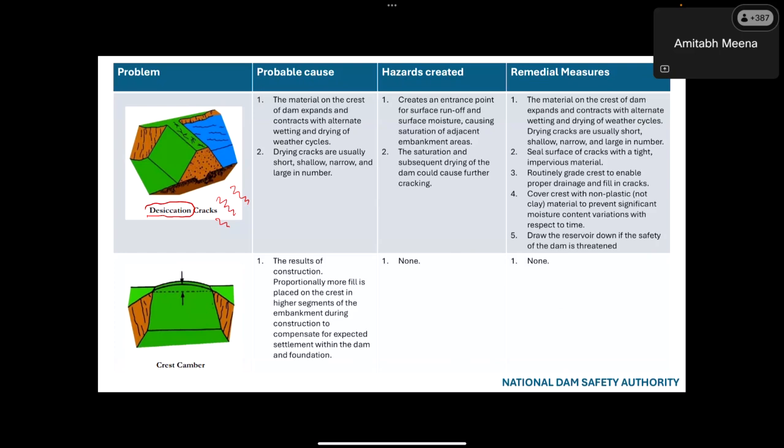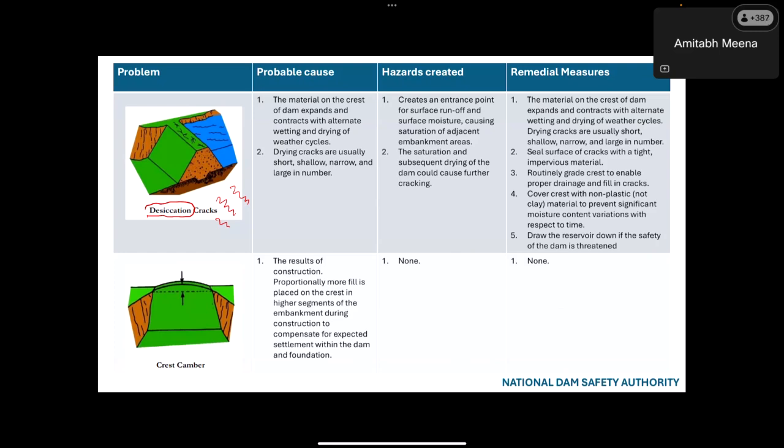Other types of cracks should also be filled up so that the rainwater should not go inside the body from these cracks, and it should not form a different seepage path.